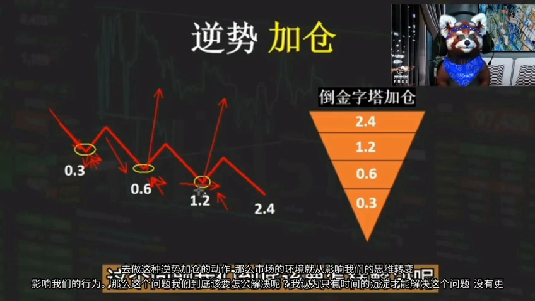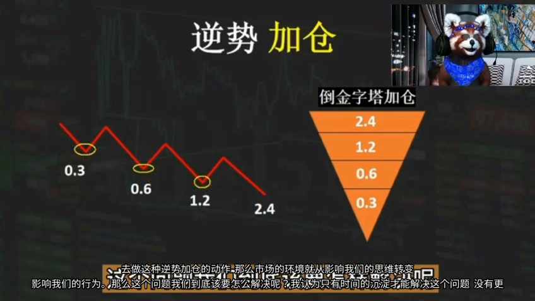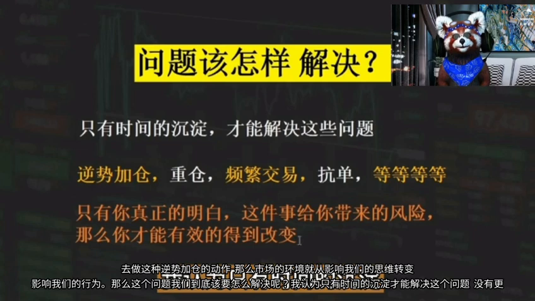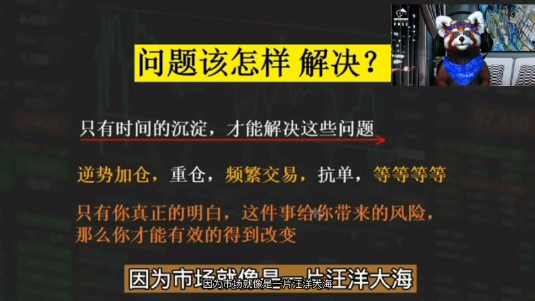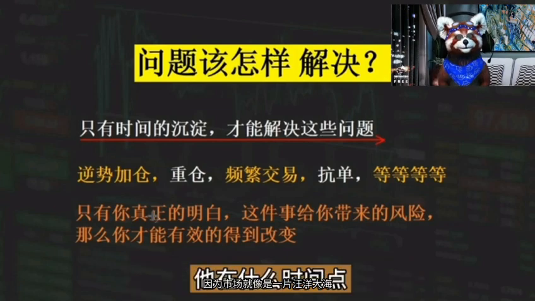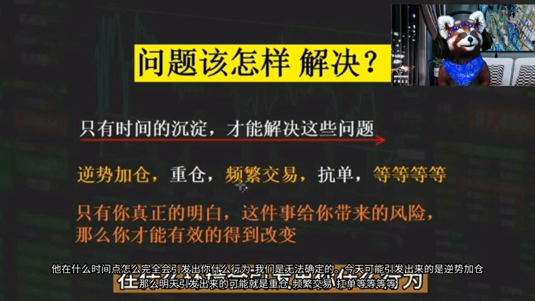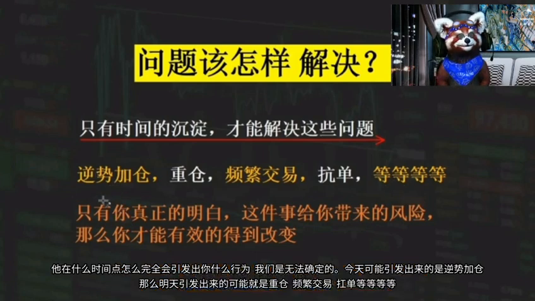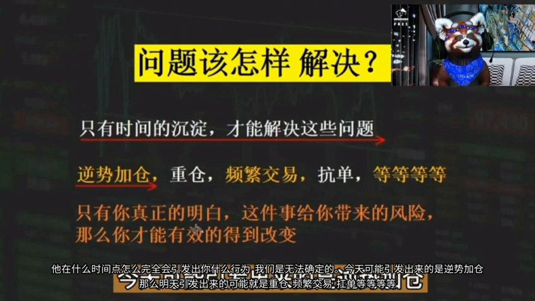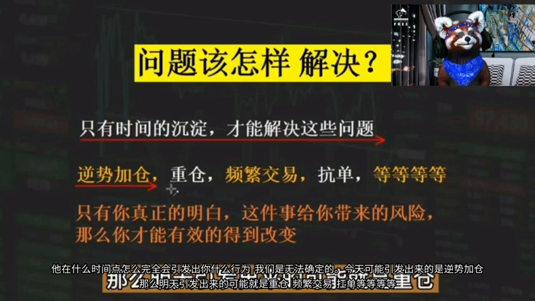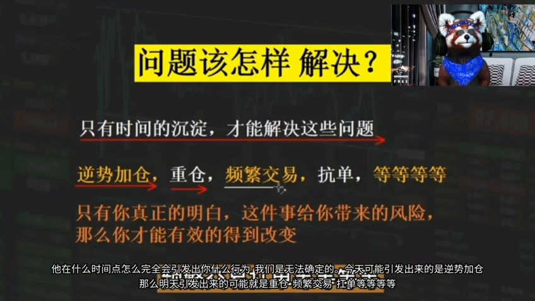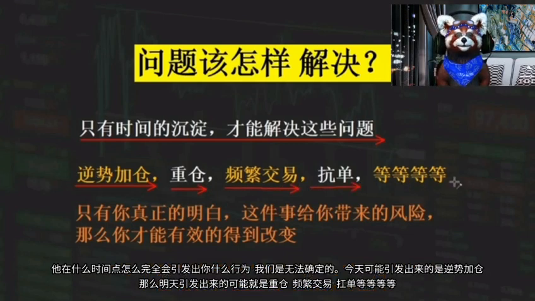So, how exactly should we solve this problem? I believe that only the accumulation of time can solve this problem. There's no need to change. Because the market is like a vast ocean. We can't be sure what kind of behavior it might trigger at what point in time. What might trigger today is an increase in your position against the trend, but what might trigger tomorrow could be heavy positions, frequent trading, carrying orders, and so on.